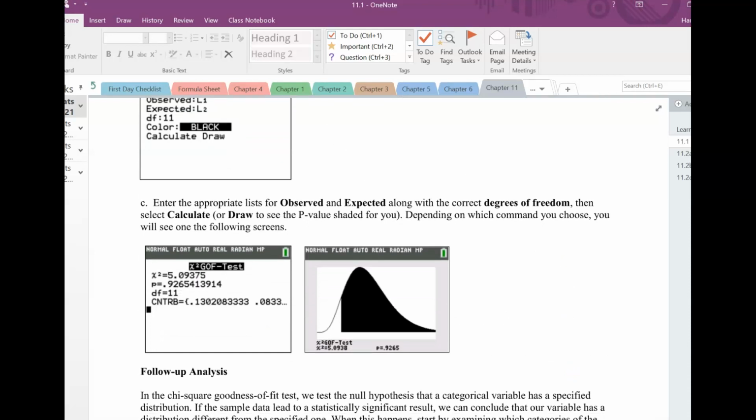And you can see the differences in the bottom. The one on the right is the shaded area to the right of our test statistic. Remember, it was quite large, 0.9265. On the left, the calculated screen gives you the p-value also. It gives you the test statistic right here. And this piece right here is something of interest when it comes to an analysis about your test. These numbers right here are the individual terms that you would have calculated if you had been doing this by hand.